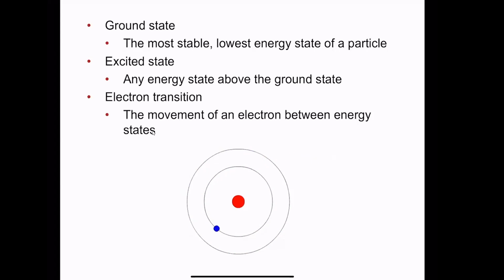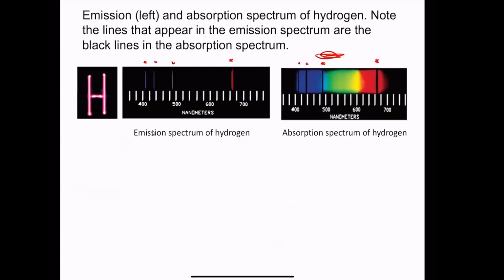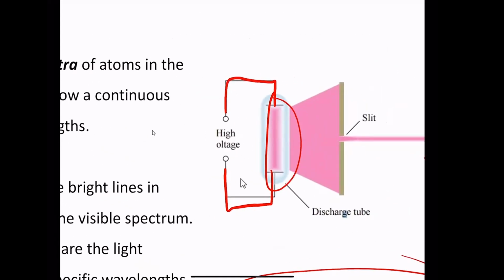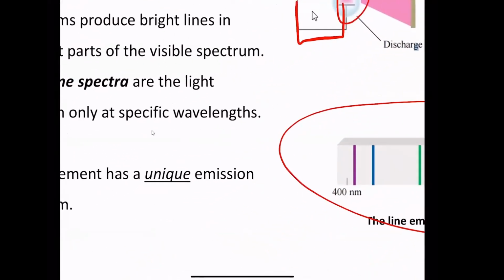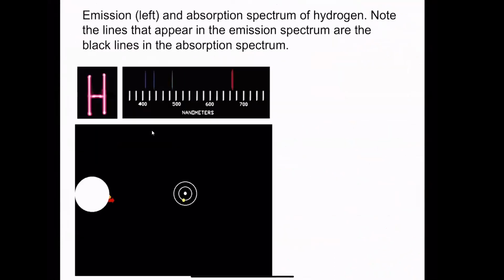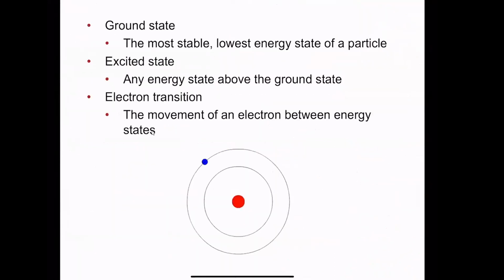We can excite them, right? And that's what we do for these line spectra, the emission spectra: we add energy. If we go back here, that's what we're doing, we're exciting them. We're putting some voltage through that gas to excite them, and then collecting that information. So if we add energy, that excites it, and then we have what's called an excited state. And then we have the electron transition, which is the movement from one energy state to another energy state.